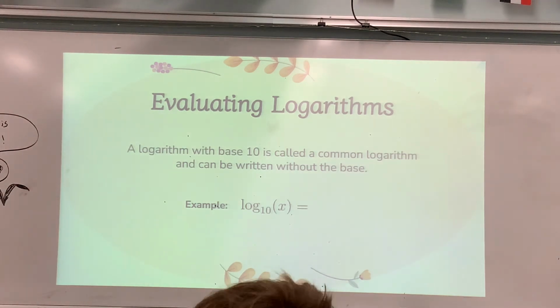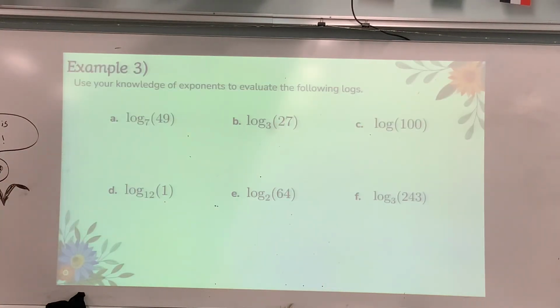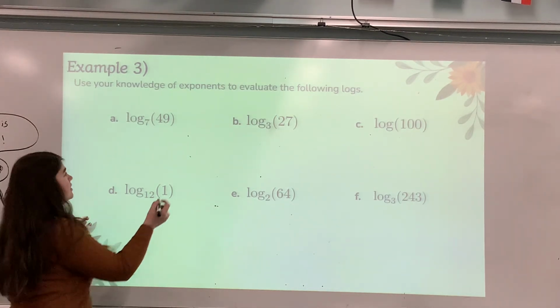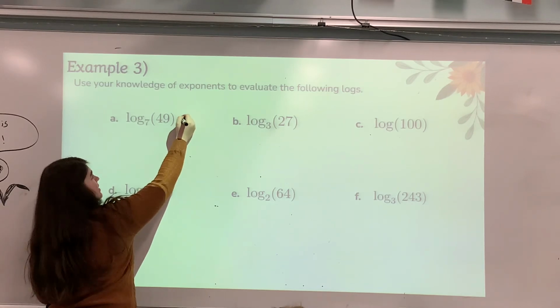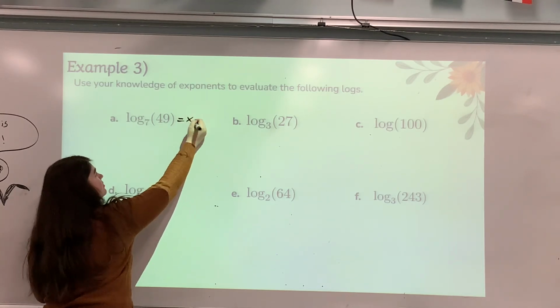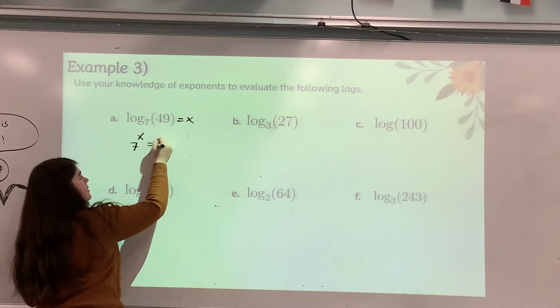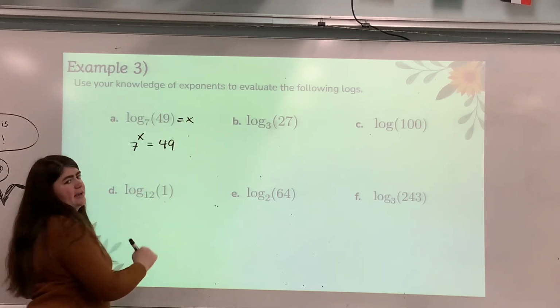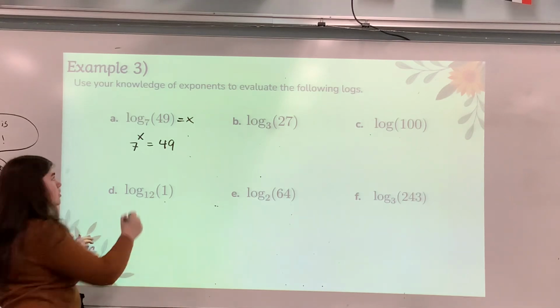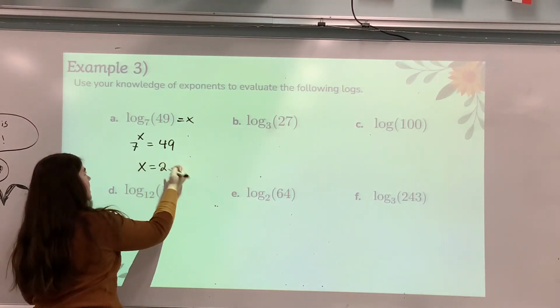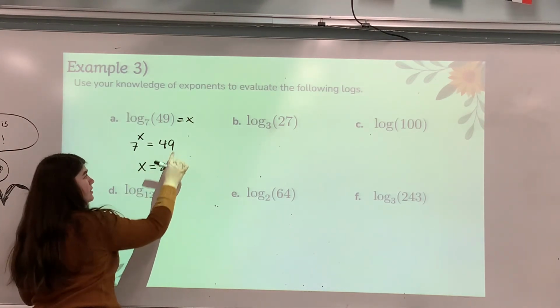Like gravity. Example 3, we're going to use our knowledge of exponents to evaluate each of these logs. So this would be like log base 7 of 49 is equal to x. So then we have 7 to the power of x is equal to 49. What does x have to equal? 2. Because 7 squared is equal to 49.